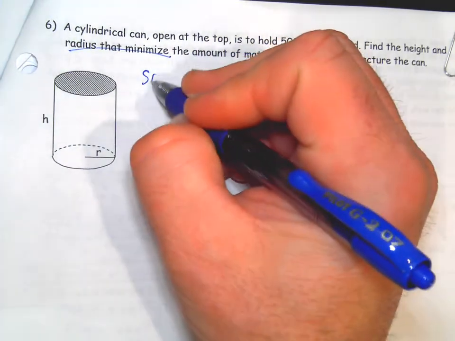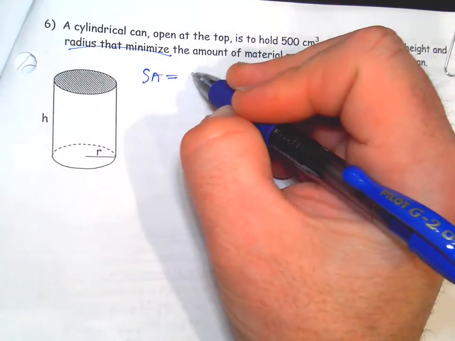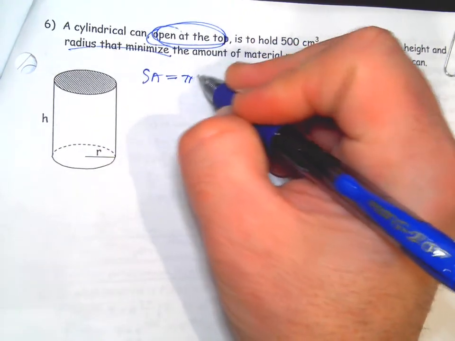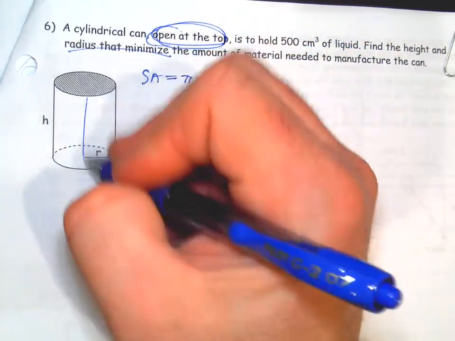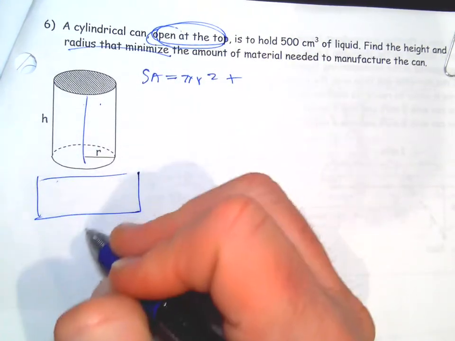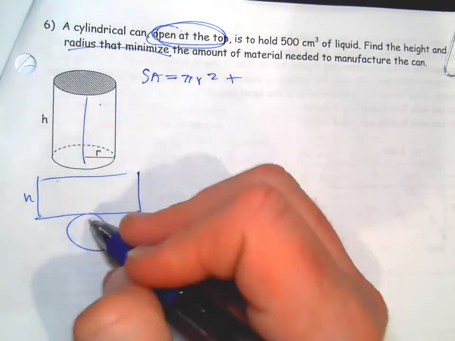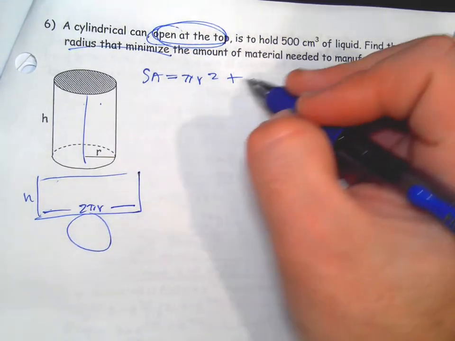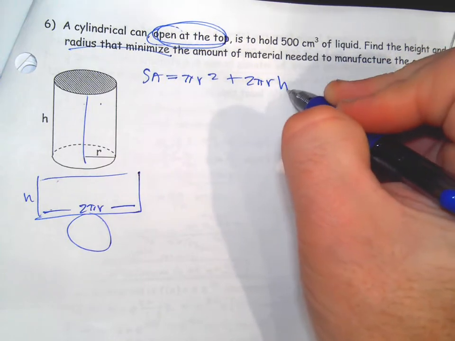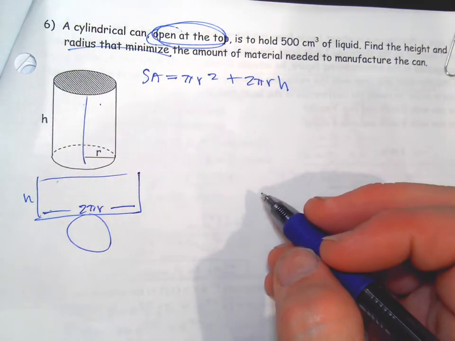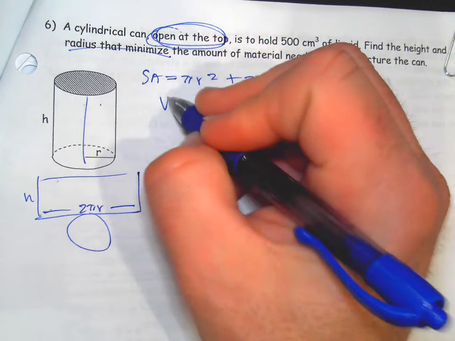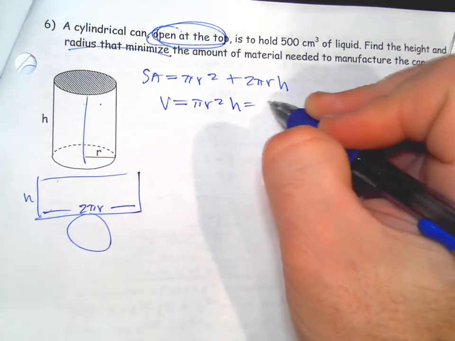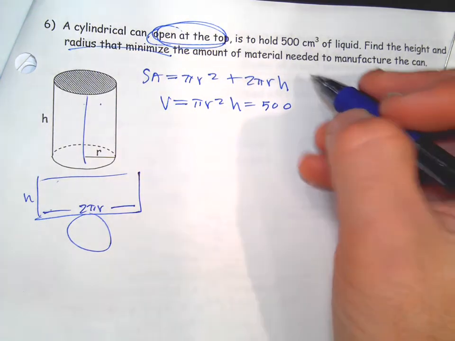So instead of having a set amount of material, we're going to try and minimize the amount of material. So that's surface area, which is, it's open. So we just have a circle on the bottom, pi r squared plus, you open this up, it's a rectangle. And this right here is the circumference of the base. That's going to be 2 pi r h. We'd like to get this in one variable. So that's where the set volume comes in, which should be pi r squared h equals 500 cubic centimeters.